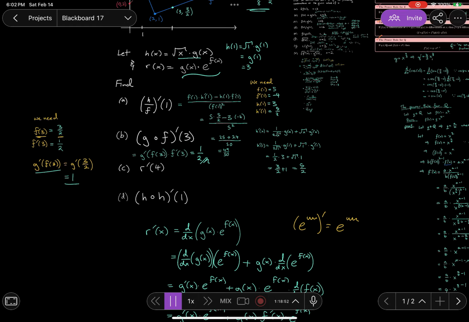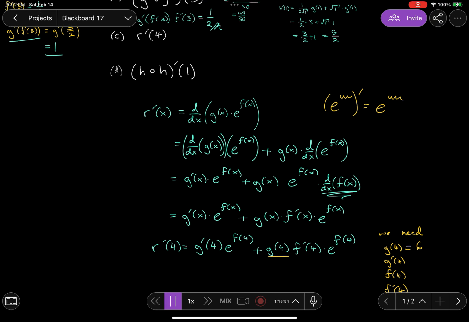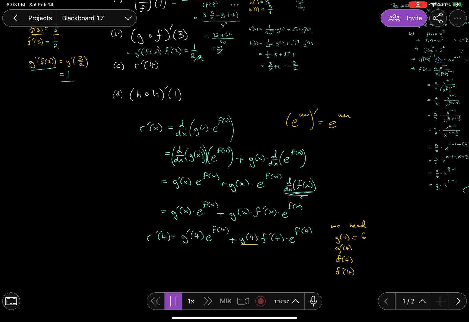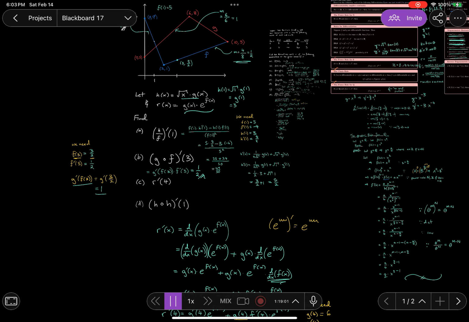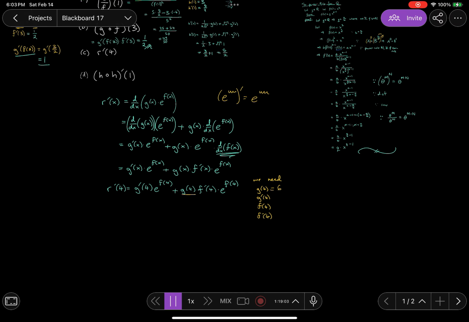All right, and now I have g of 4 is equal to 6. G prime of 4, that's the derivative of g at 4. We already know what that is. That's 1.